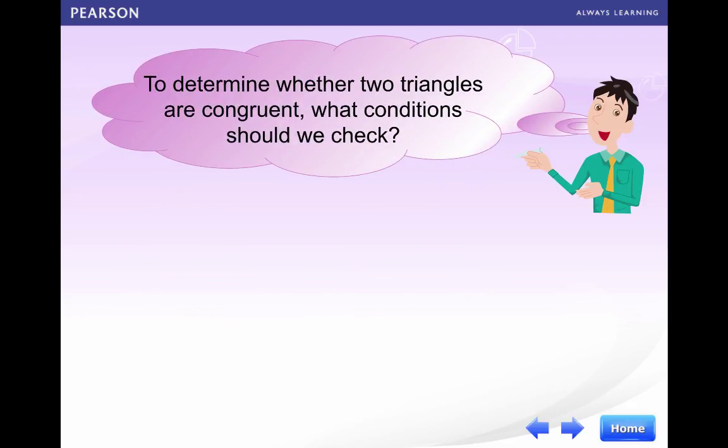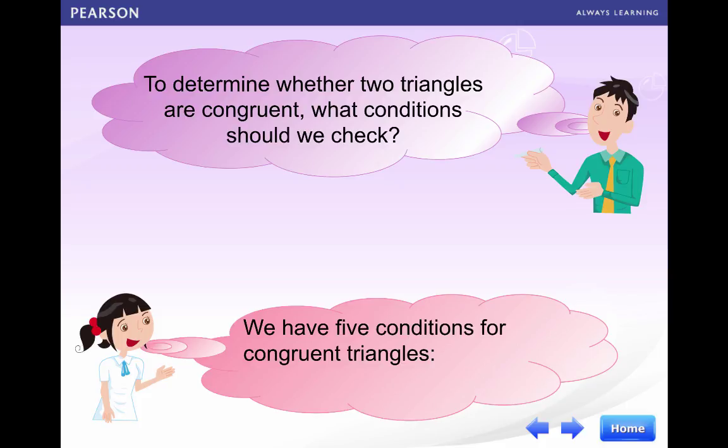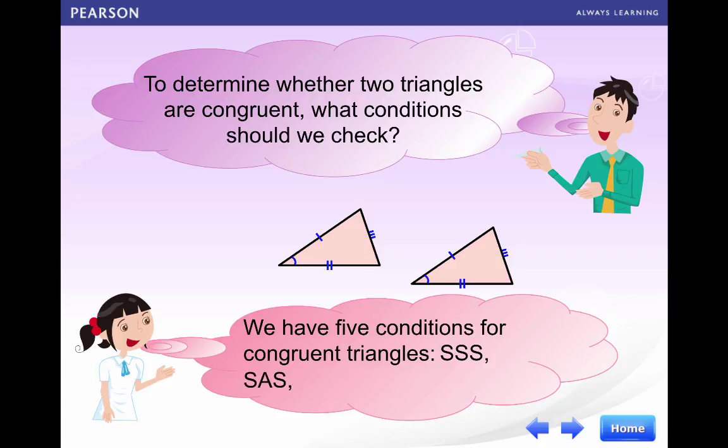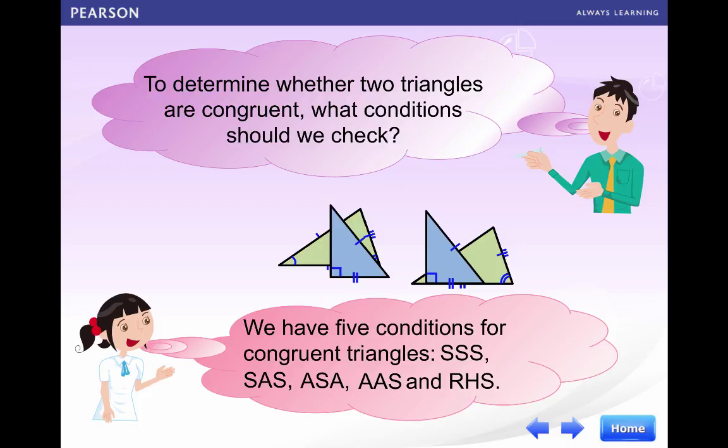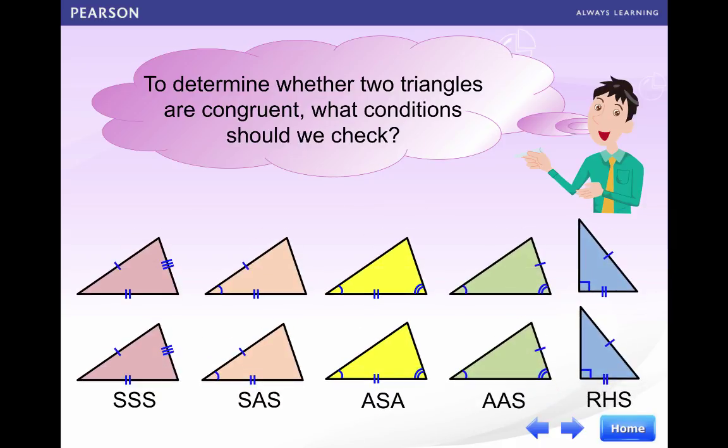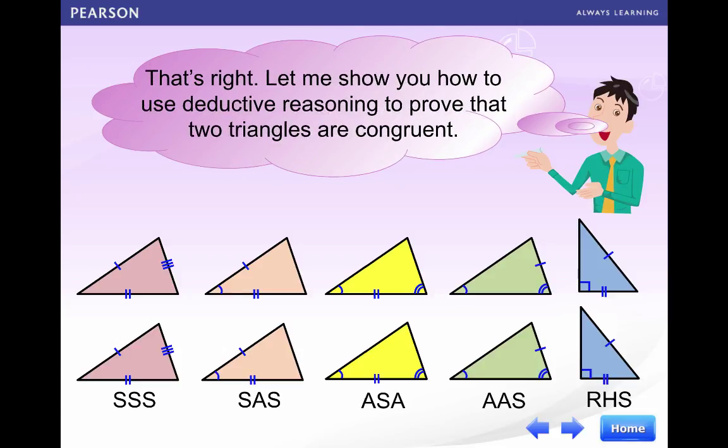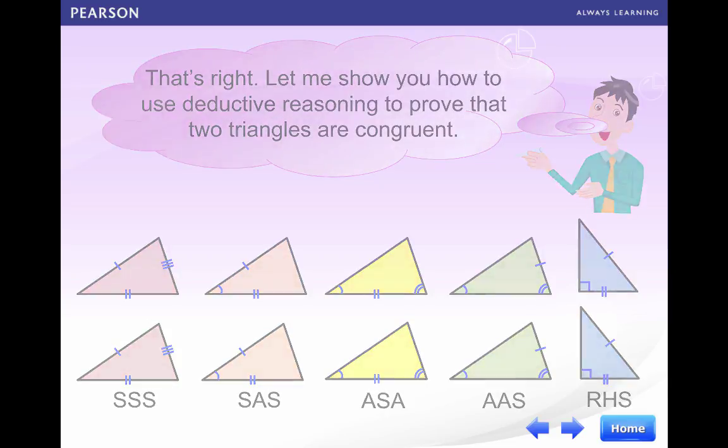And as you remember, if we want to prove the congruent triangles, we have 5 conditions. First, we have SSS, then we have SAS, ASA, AAS, and also RHS. And then we would like to use this in deductive reasoning to prove that triangles are congruent.